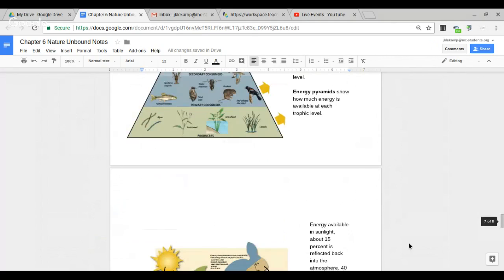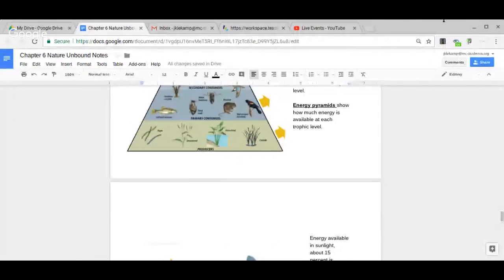So hopefully this gives you a good understanding of chapter 6. We will continue to look at this and have a couple projects on here. So hopefully you get a good understanding of food webs, food chains, and how energy goes through the system.